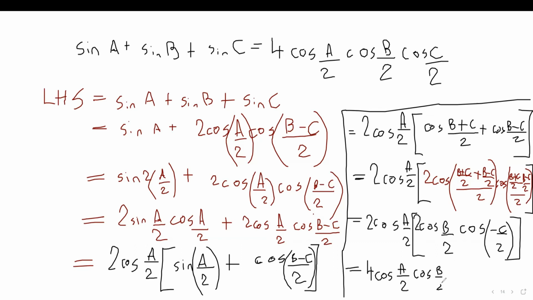And then guess what? The cos of minus c over 2 is the cos of c over 2. Always remember that identity. So that's the cos of c over 2, which is our right hand side. This is the proof.